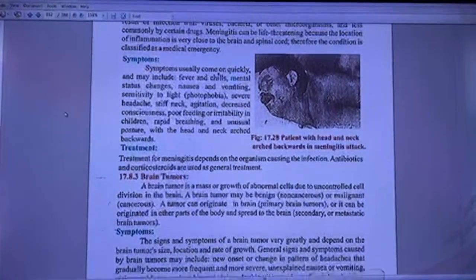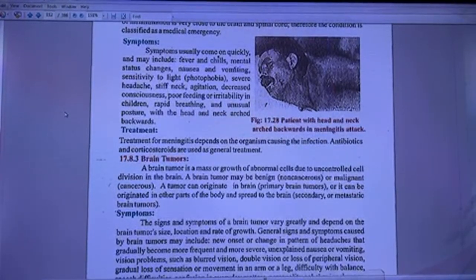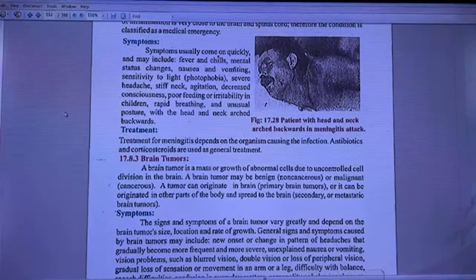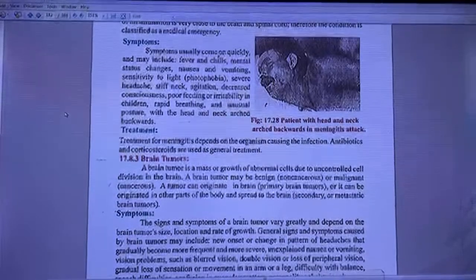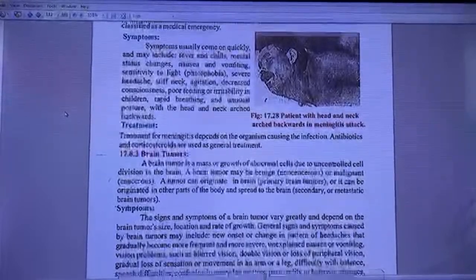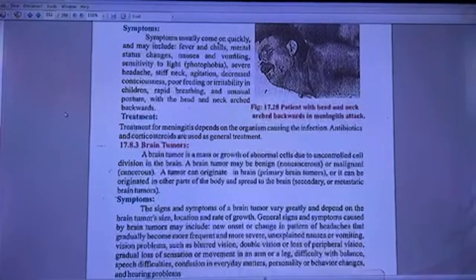Symptoms. The symptoms usually come on quickly and may include fever and chills, mental status changes, nausea, vomiting, sensitivity to light, severe headache, stiff neck, agitation, decreased consciousness, poor feeding and irritability in children, rapid breathing, and unusual posture, with the head and neck arched backwards. Treatment. Treatment of meningitis depends on the organism causing the infection. Antibiotics and corticosteroids are used as general treatment.